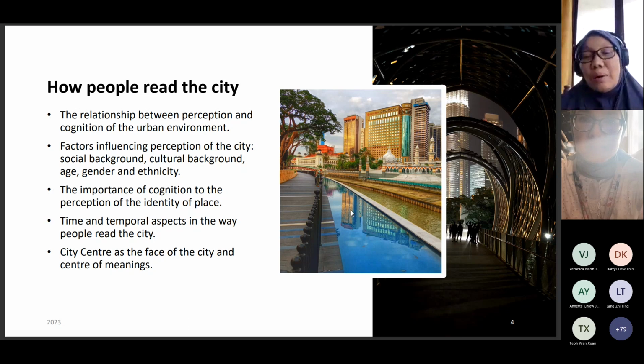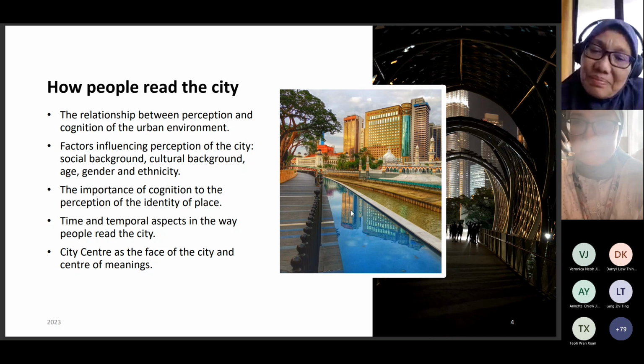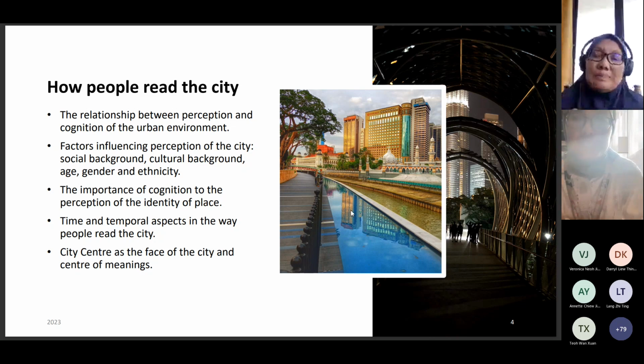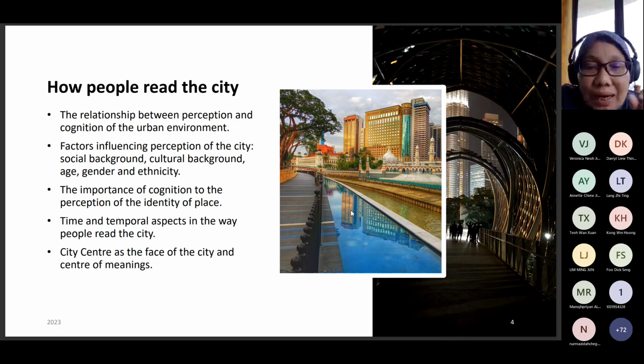And the same goes for the town or city. The center of the town or the center of the city is the face of the town. And this is where we need to focus our townscape design. This is where we need to protect the character of the townscape, because this is the face of the city that people associate with the identity of the place.